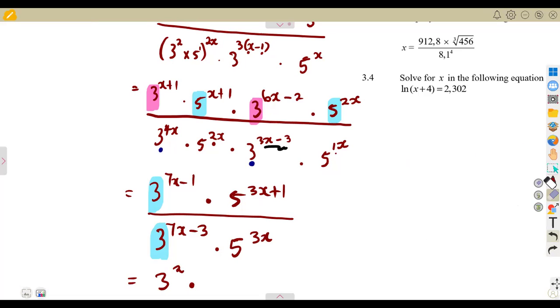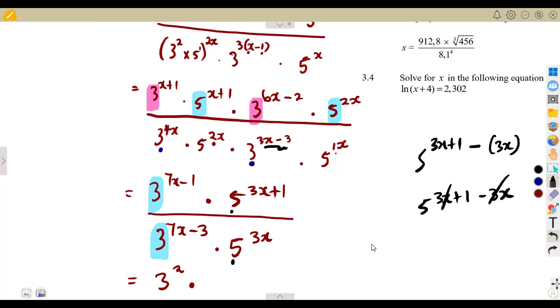You are dividing the bases that are the same. So what are we going to do? We are going to subtract the exponents. 3x plus 1, we subtract 3x, but 3x is a single term. There's no need for me to open a bracket, but like I said, a negative, just take it with a pinch of salt. So that is 3x minus 3x, which is a 0 there. So meaning to say we are left with 5 to the exponent of a 1.